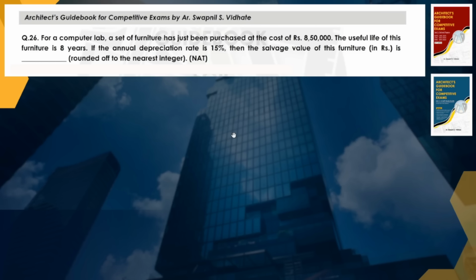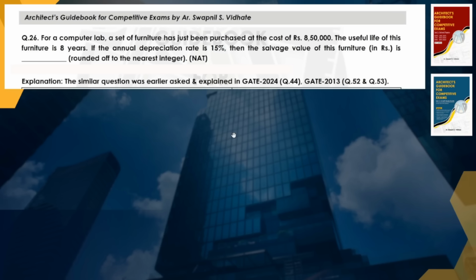Question 26. For a computer lab, a set of furniture has just been purchased at the cost of 8,50,000. The useful life of this furniture is 8 years. If the annual depreciation rate is 15%, then the salvage value of this furniture in rupees is how much? Again, this is a repetition of a similar question from previous year question papers. You can check GATE 2024, the recent paper, question 44, and GATE 2013 questions 52 and 53. Both were of very similar nature. You just need to put the values in that formula and calculate the final answer.